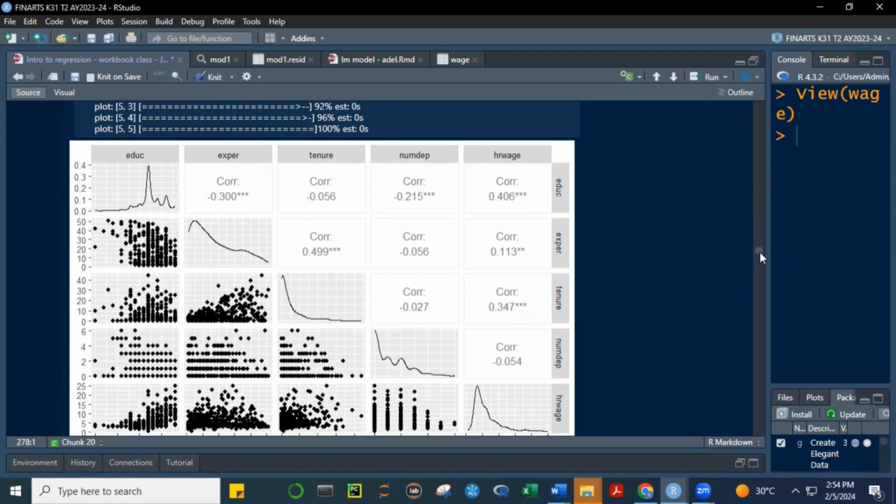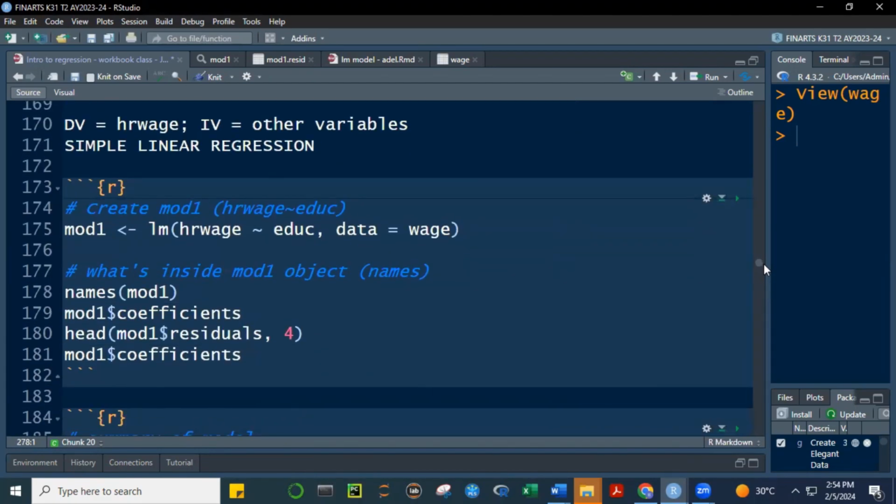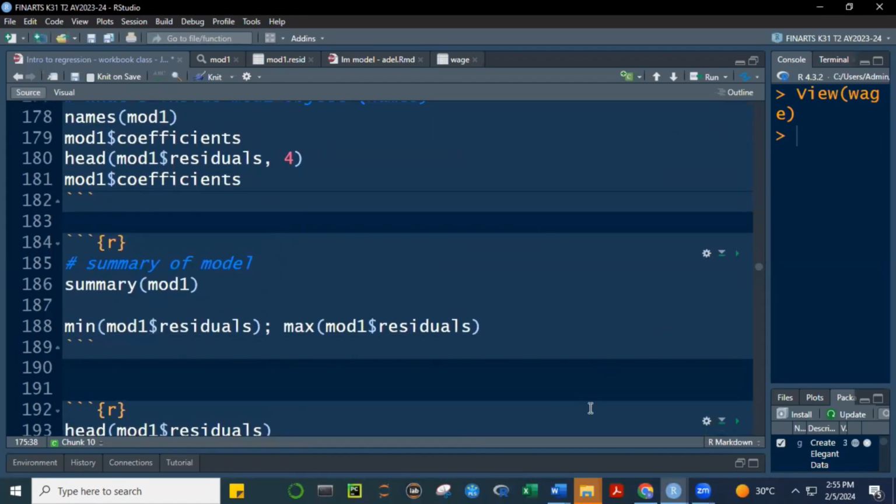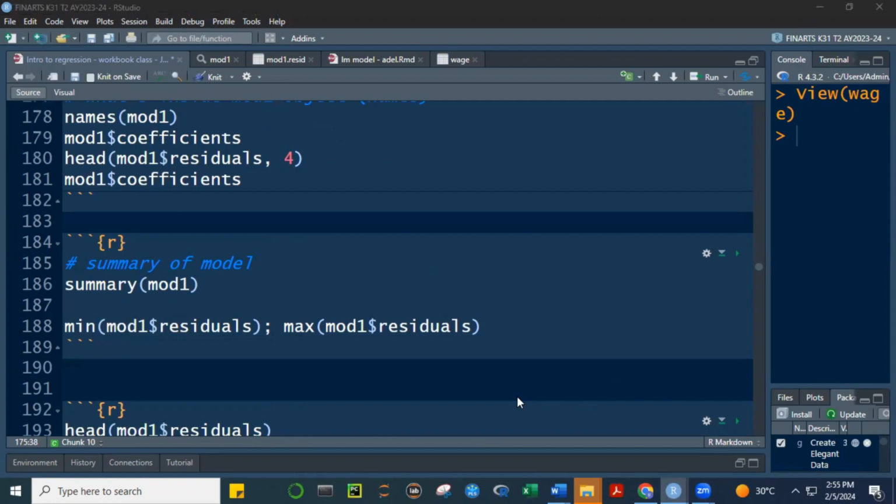What we did was to create a simple linear regression where here we're creating the object mod1 using the lm function. This is linear model. And the way to do it is you define your dependent variable, hourly wage, and then tilde education. And then notice, class, that we're not writing wage dollar hourly wage, because it's defined here: data is equal to wage. Okay. Then we run that, class, and we said that mod1 is actually a list.